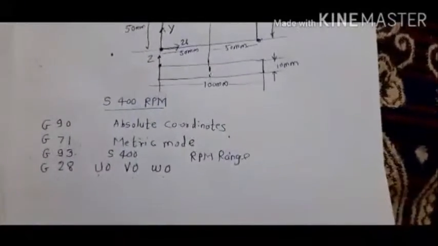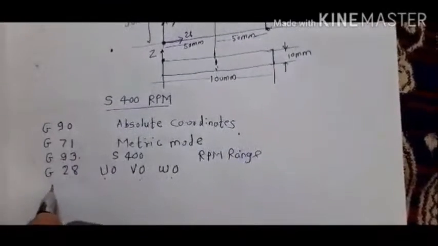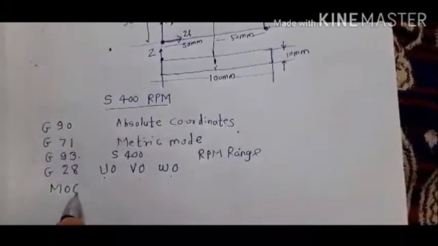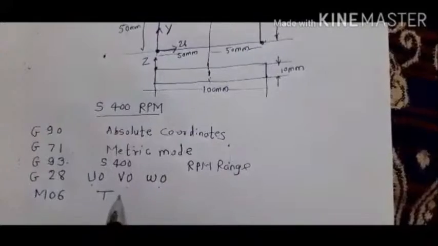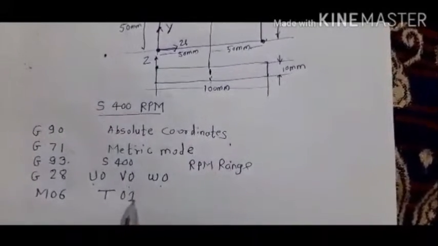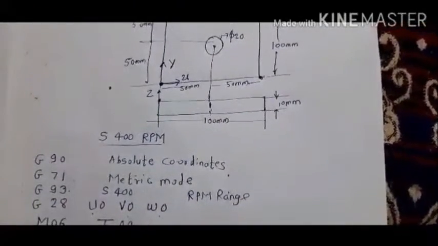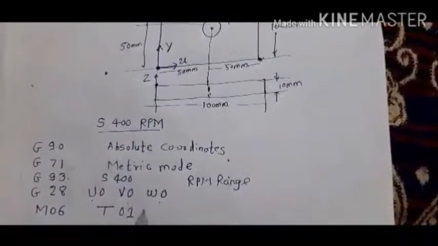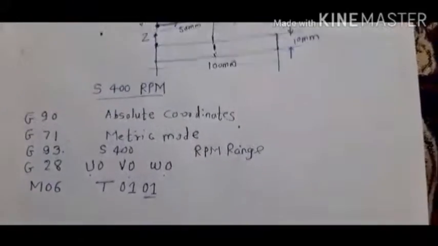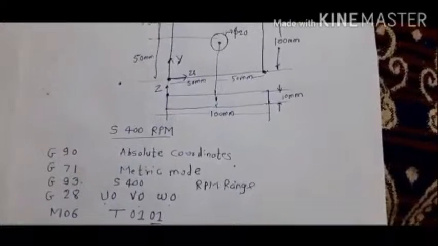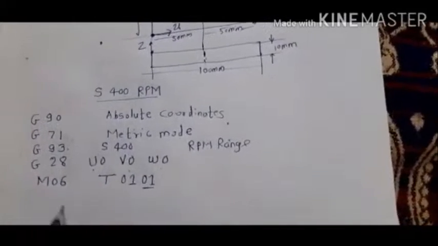Now we will switch over to the next code that is to be used in the program. It is M06. M06 is used for changing the tool. So tool number 1 we are going to select. Tool number 1 is selected for drilling this hole. This is the tool number 1, and in front of it you can write, suppose, 01. This 01 indicates the offset number. This is the offset in between tool and workpiece. So this offset you can write in front of the tool number.